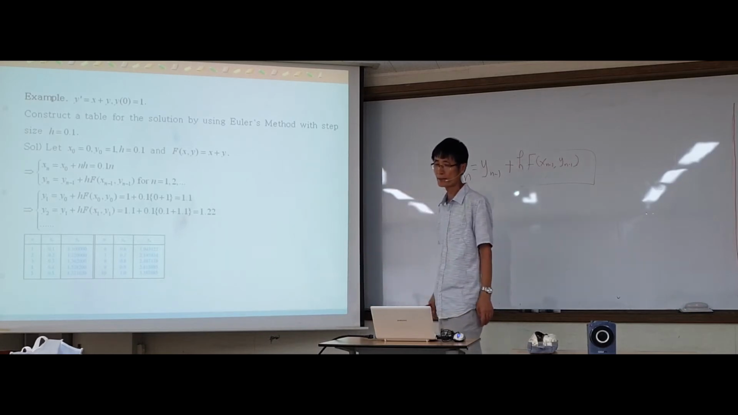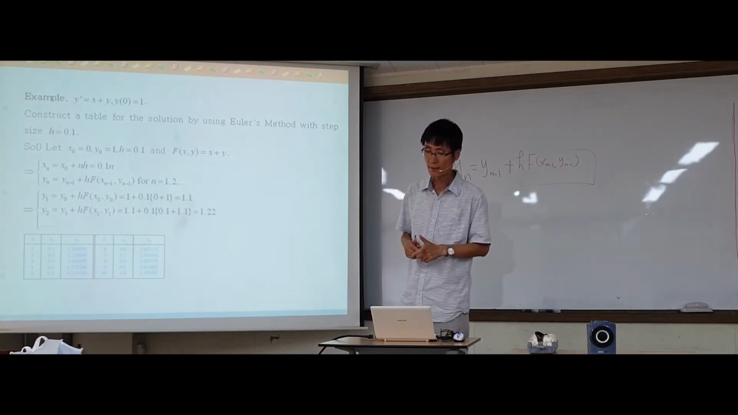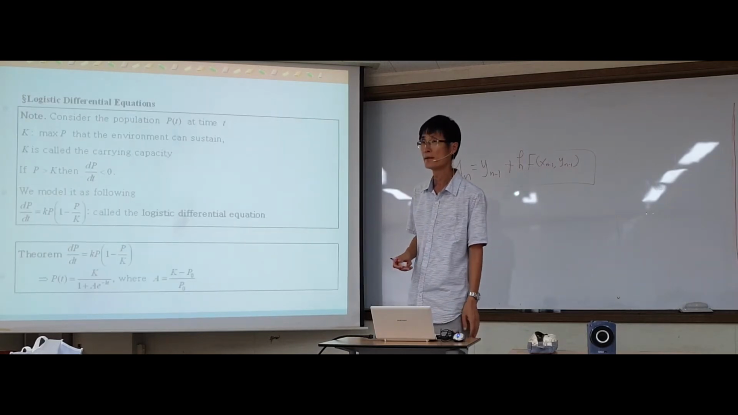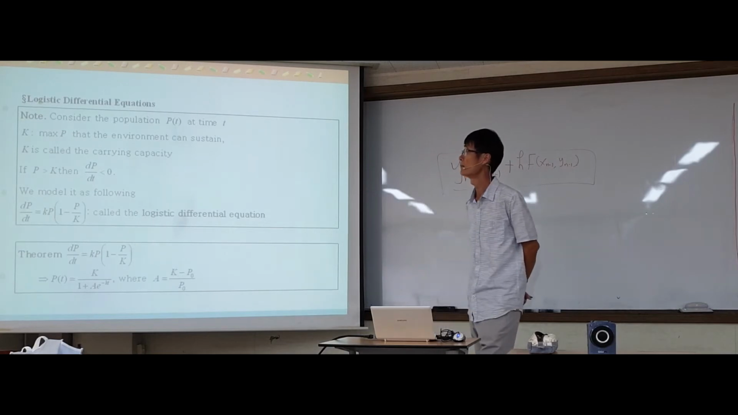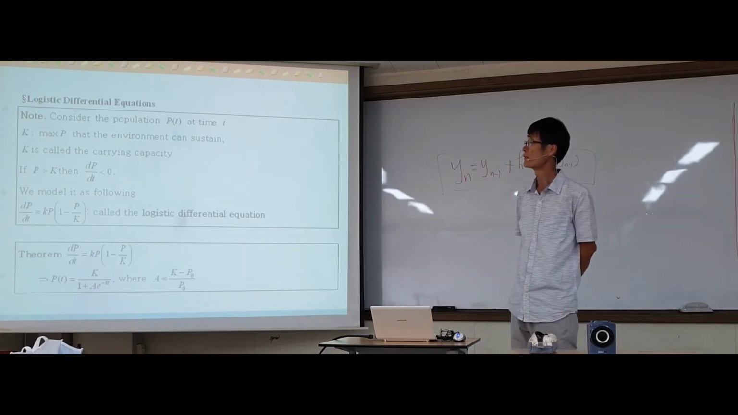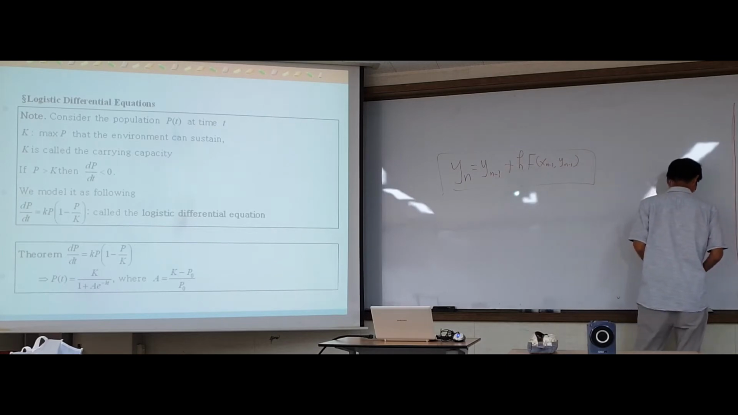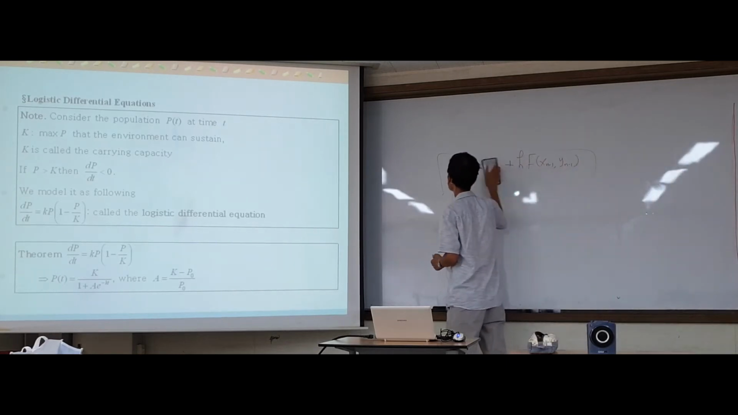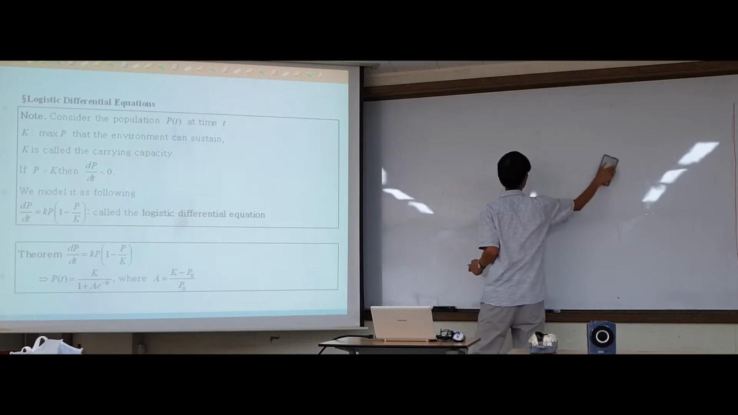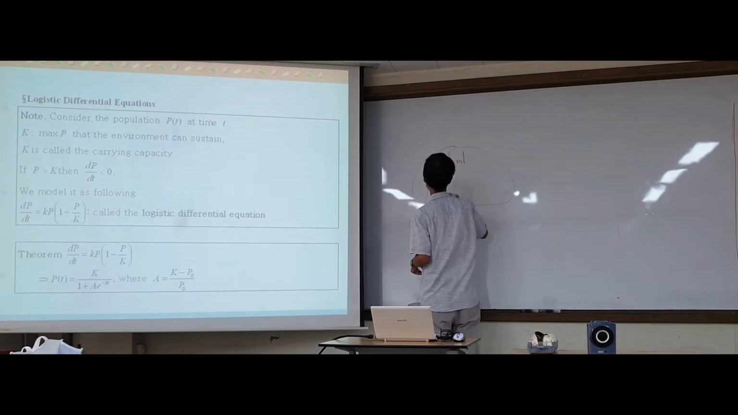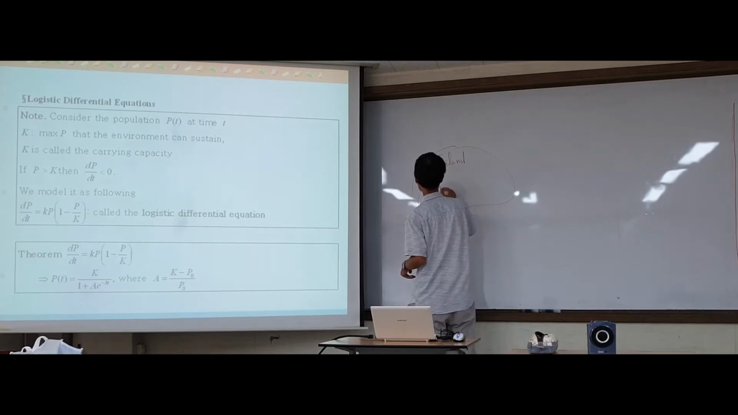So this is an example of application of the Euler method. And then from now on, we consider some example of applications in real life problem. So we assume that there is an island, and here lives rabbits.